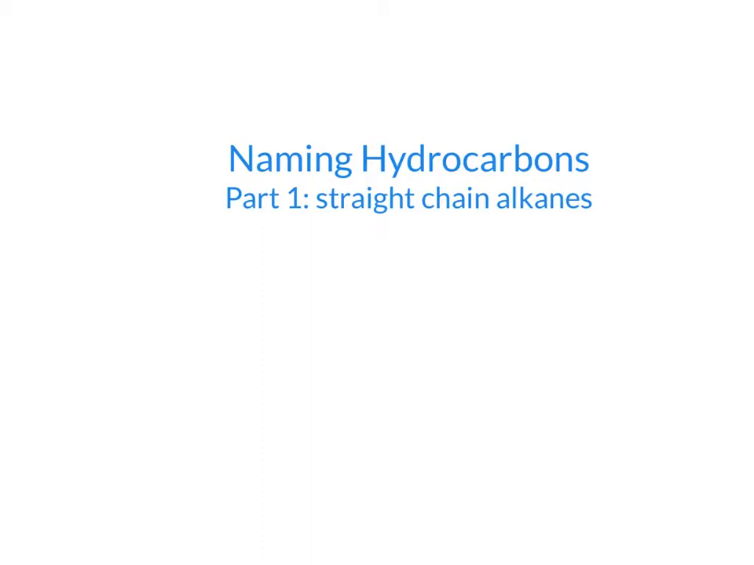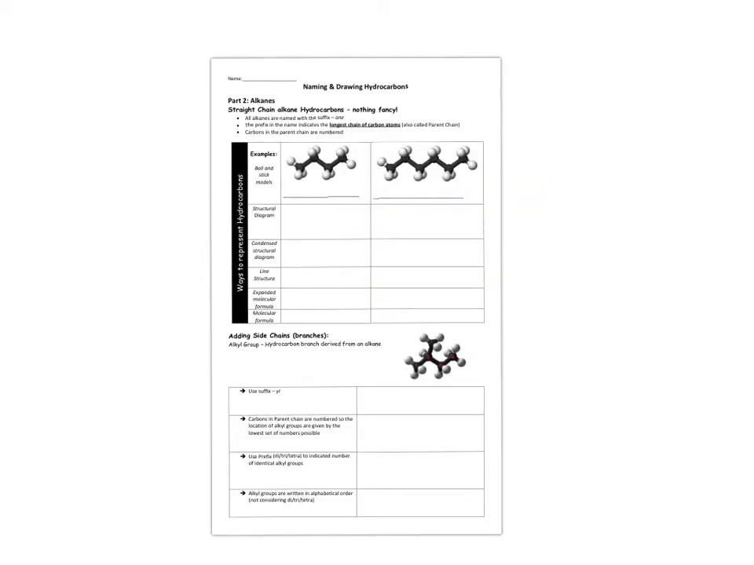In this video lesson, we are looking at naming hydrocarbons. This is part 1 where we're looking at straight chain alkanes. So this is the first video in a series of short lessons where we're learning how to name different types of hydrocarbons. To do all the videos in this series of naming hydrocarbons, you're going to want a package that looks like this, naming and drawing hydrocarbons.